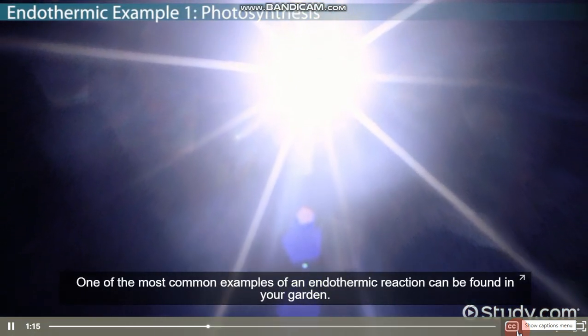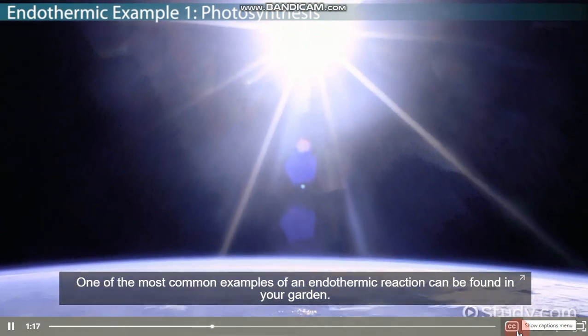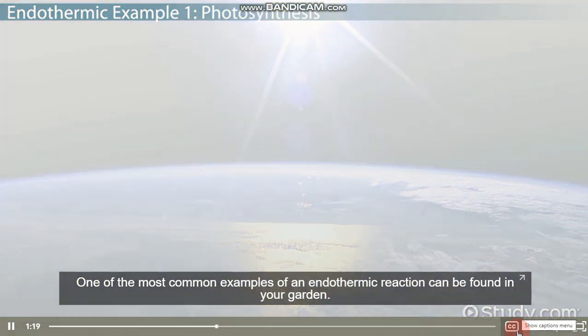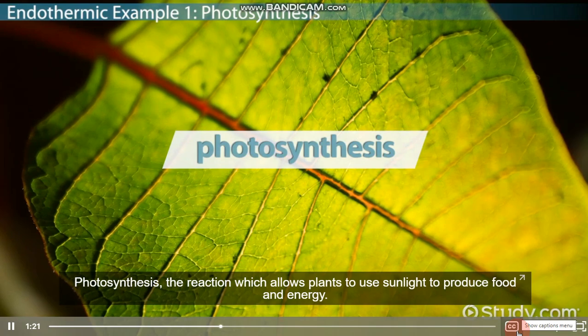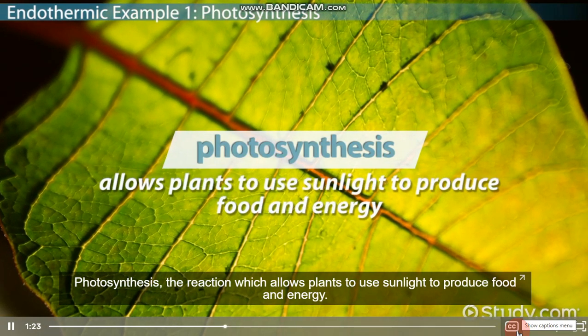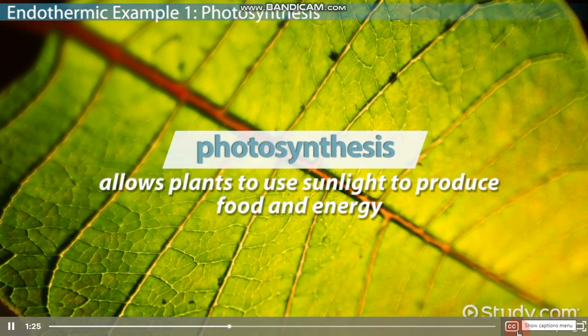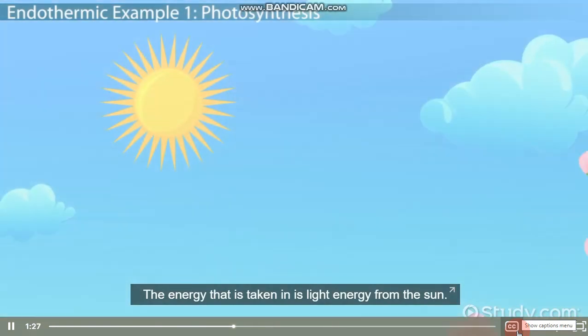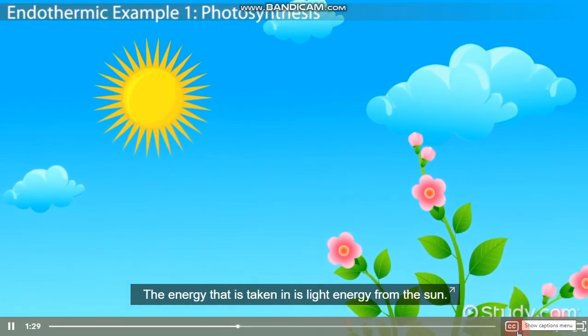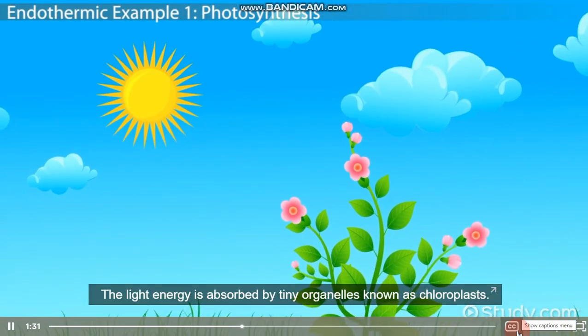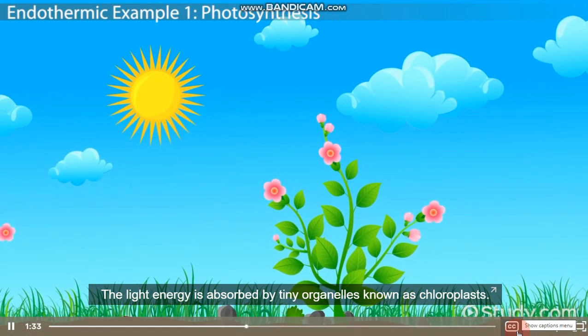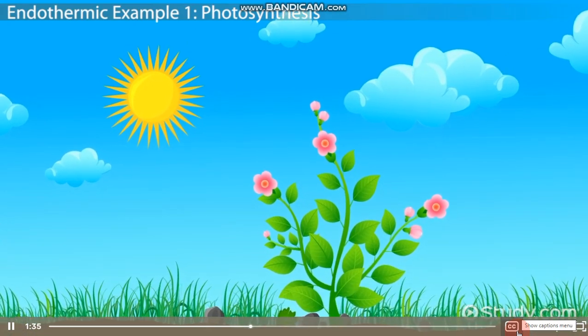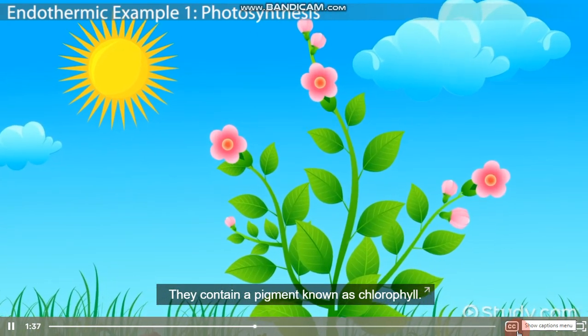One of the most common examples of an endothermic reaction can be found in your garden: photosynthesis, the reaction which allows plants to use sunlight to produce food and energy. The energy that is taken in during photosynthesis is light energy from the sun. The light energy is absorbed by tiny organelles known as chloroplasts. They contain a pigment known as chlorophyll.